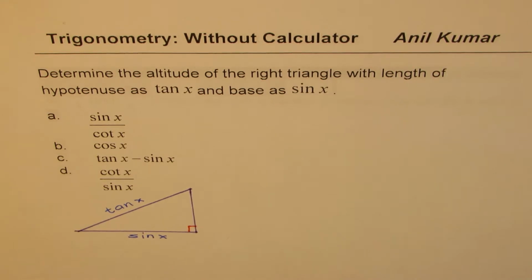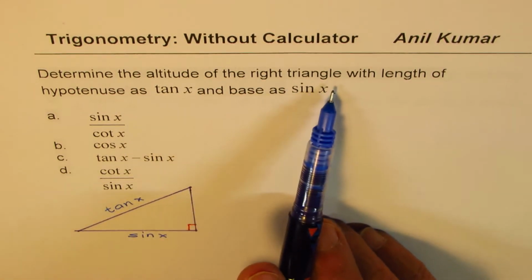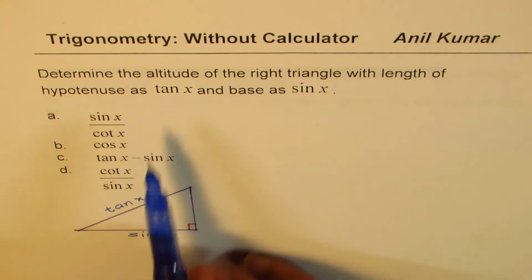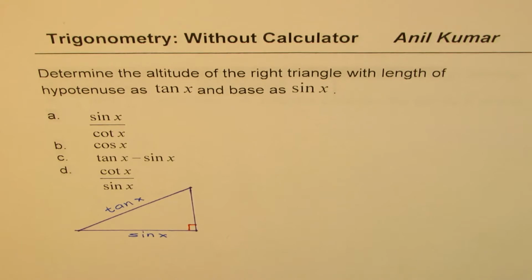One of these questions is, determine the altitude of the right triangle with length of hypotenuse as tan x and the base as sin x. I made them multiple choice so that you can select the best answer also.